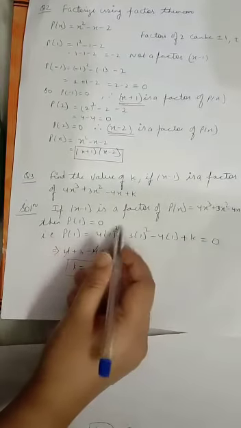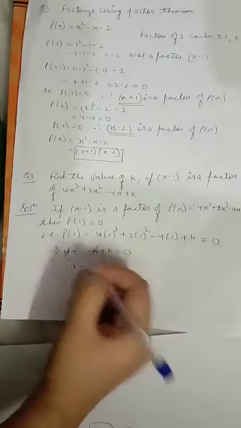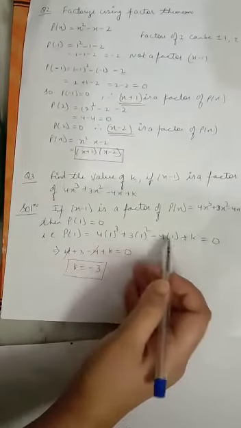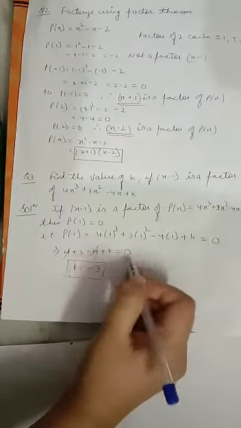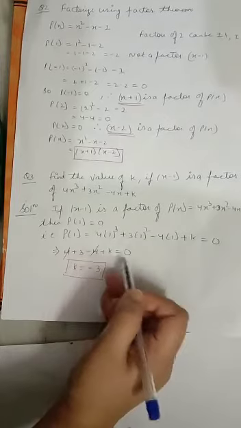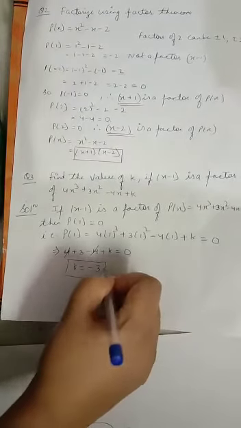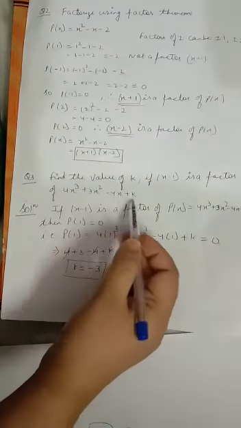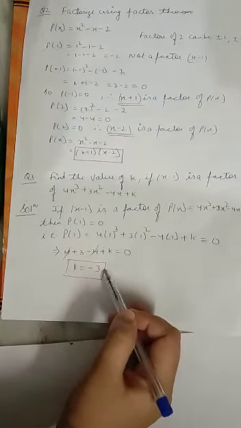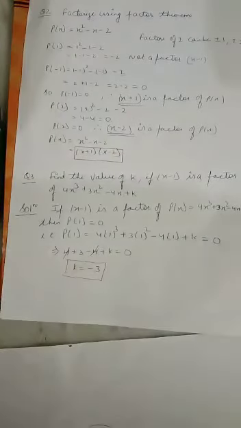So that means 1 cube is 1, 4 into 1 will be 4, 1 square is 1, so 3 into 1 will be 3, minus 4 into 1 will be 4, plus k equals 0. 4 and minus 4 will get cancelled, plus 3 plus k equals 0, so k is equal to minus 3. So the value of k which I need to find out here is minus 3. Girls, remember it, if x minus 1 is a factor, then we need to find out P of 1.